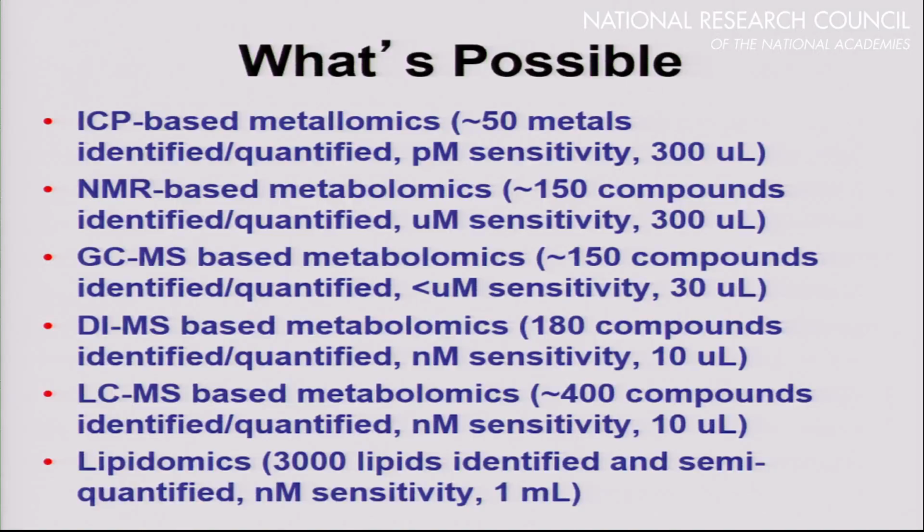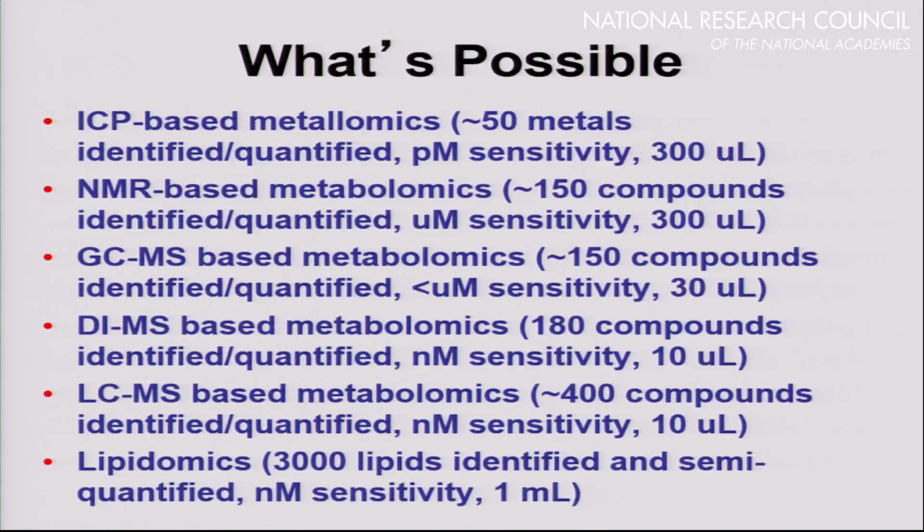Typically, it's micromolar sensitivity. GC-MS metabolomics, 150, maybe 200 compounds, depending on your instruments. Again, sub-micromolar sensitivity, much smaller volumes. With MS direct injection or LC-MS, it's possible to identify and quantify anywhere from 180 to about 400 compounds routinely. With untargeted or relative quantitation, people are often getting up to 2,000 or 3,000 compounds with as little as 10 microliters.